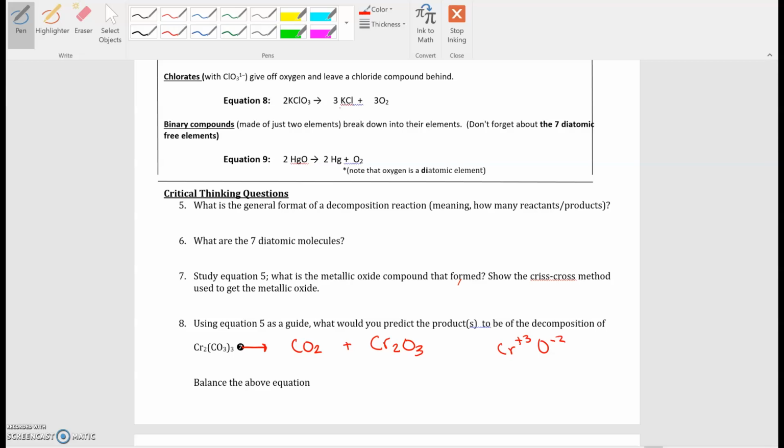And then to balance this, we can start off by putting a 3 in front of the CO2 because I have 3 carbons on the reactant side. That gives me 3 carbons, 6 oxygens plus these 3 oxygens, which is 9, which is the same. And then I have 2 chromiums, so that does balance.